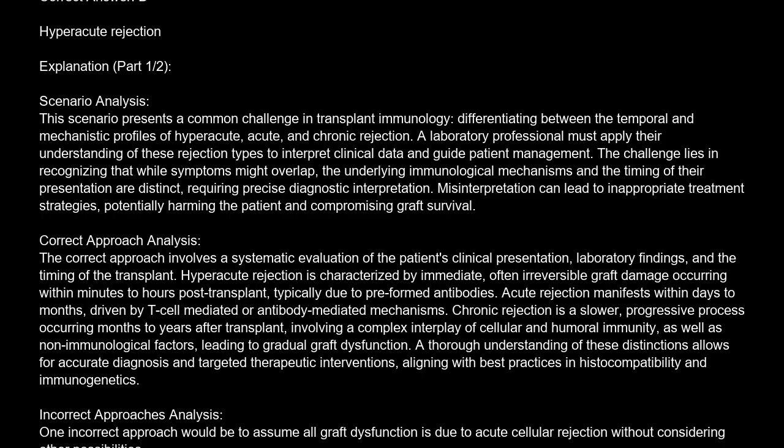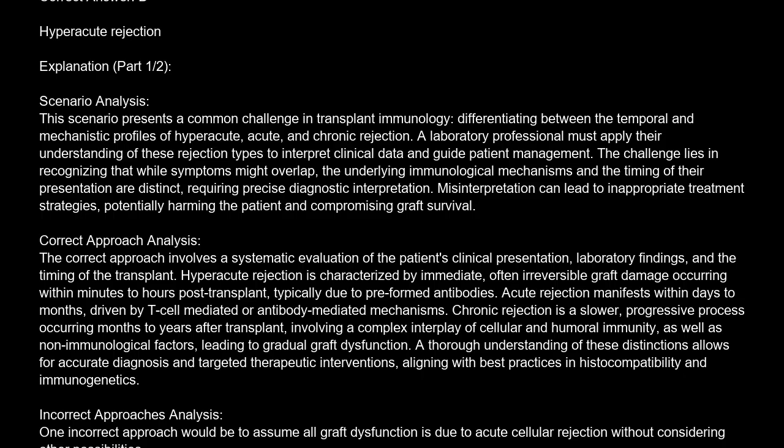Chronic rejection is a slower, progressive process occurring months to years after transplant, involving a complex interplay of cellular and humoral immunity, as well as non-immunological factors, leading to gradual graft dysfunction. A thorough understanding of these distinctions allows for accurate diagnosis and targeted therapeutic interventions, aligning with best practices in histocompatibility and immunogenetics. Incorrect approaches analysis.